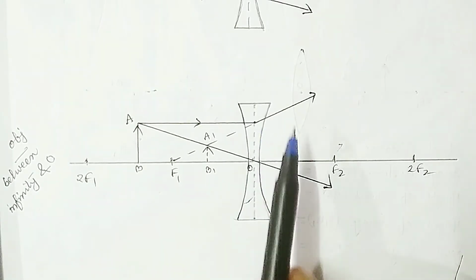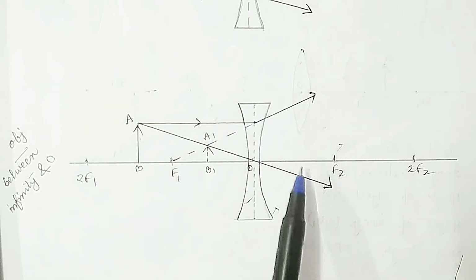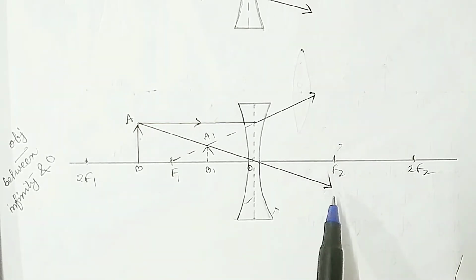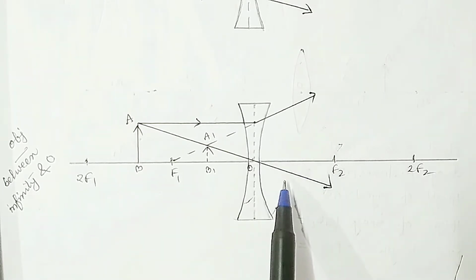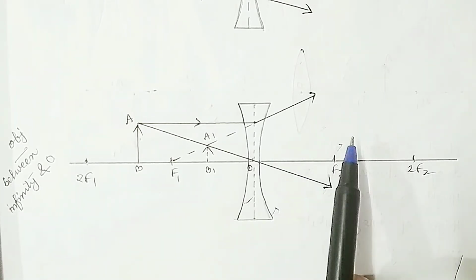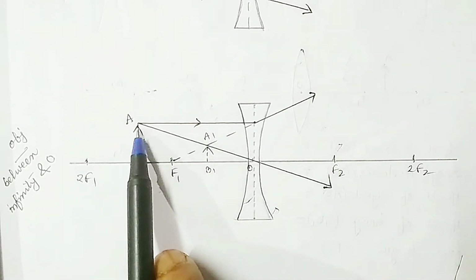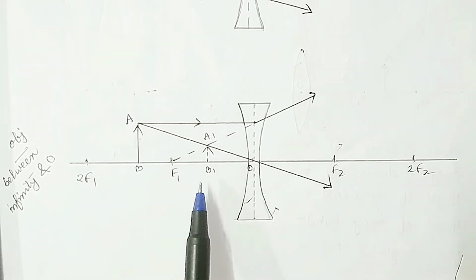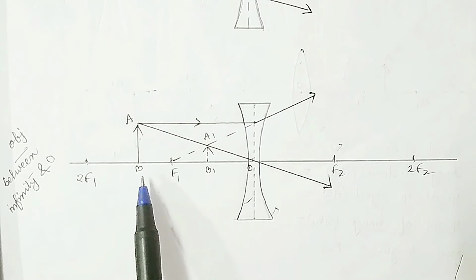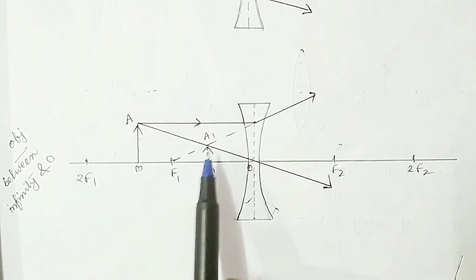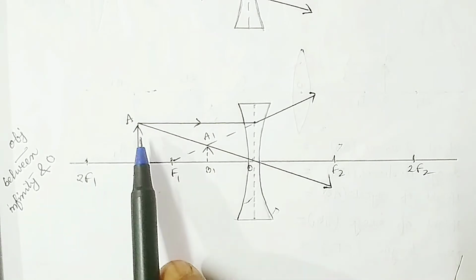These refracted rays give rise to a divergent beam which does not meet on being produced forward. However, when these two refracted rays enter the eye of the observer, it appears to come from a point A1. So A1 is the virtual image of point A. Similarly, B1 will be the virtual image of point B. So A1B1 is the virtual image of the object AB.